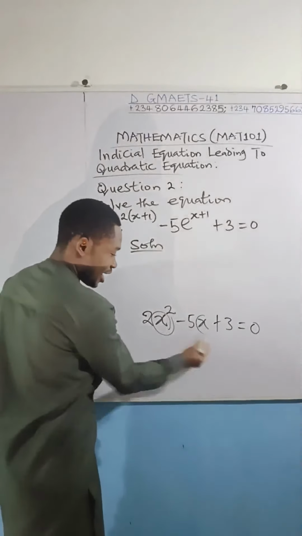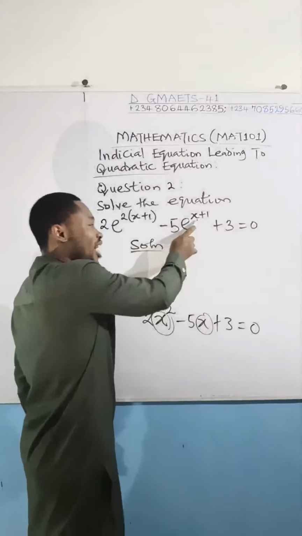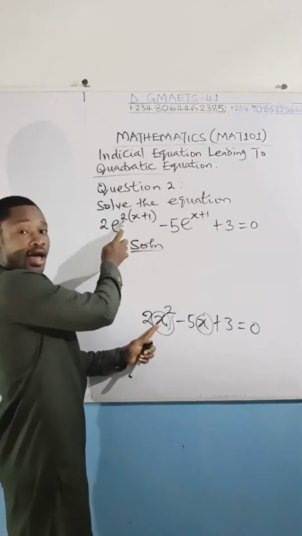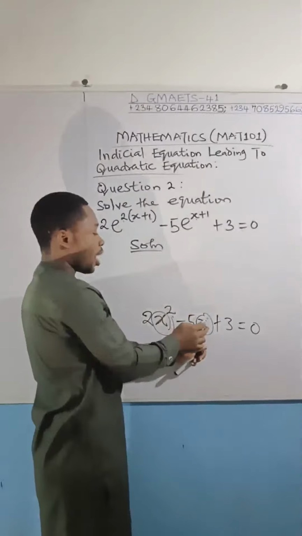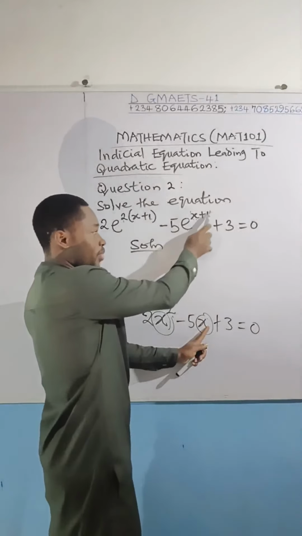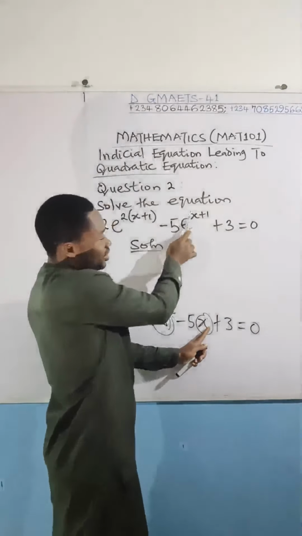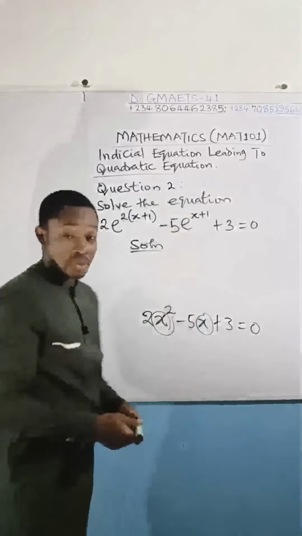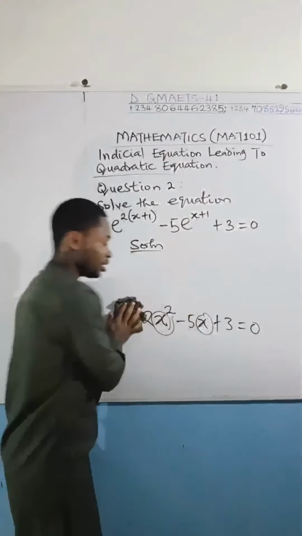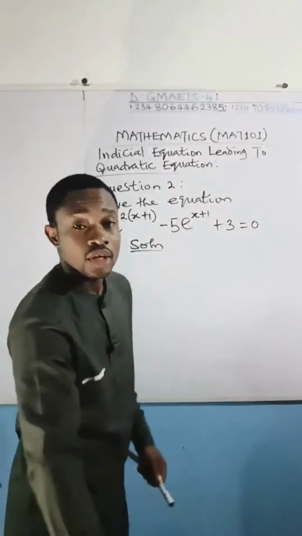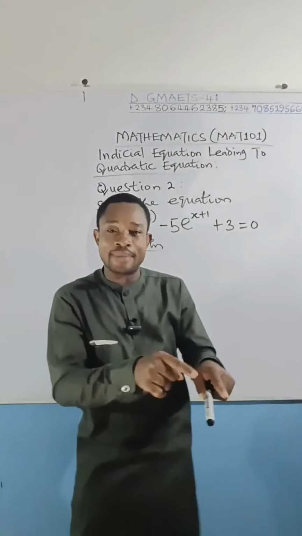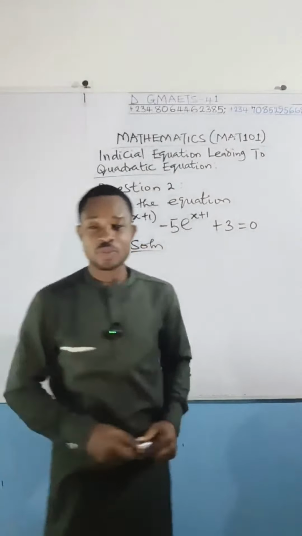Look at it again, same exponential x plus 1. The only difference is that this x is power 2 because of this, and this x is power 1 because the coefficient of this x plus 1 here is 1 as well. And so we can play with that question easily. Nothing is there. So in this case, we'll be solving for the unknown term exponential x plus 1.